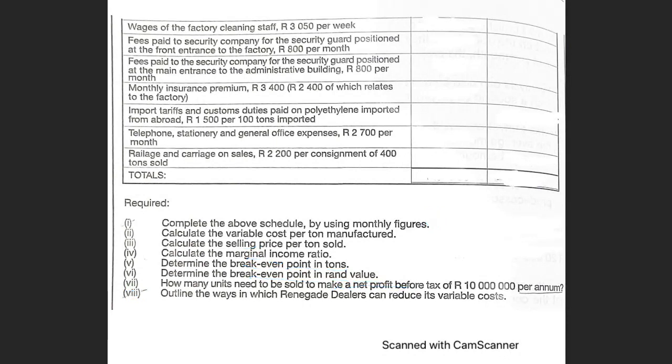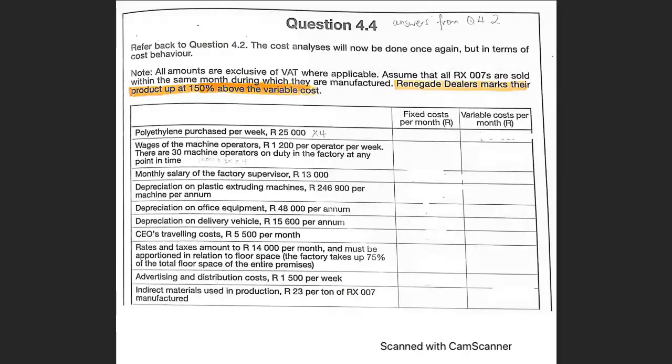So the first question is, as we said, to complete this table and categorize the costs as being either fixed or variable in nature. So here we're going to just pull the figures as we said. We're not going to calculate them again. So you can go between question 4.2 and this, and I will write down the figures here for you as well, but just so you know, the answers are coming from question 4.2.